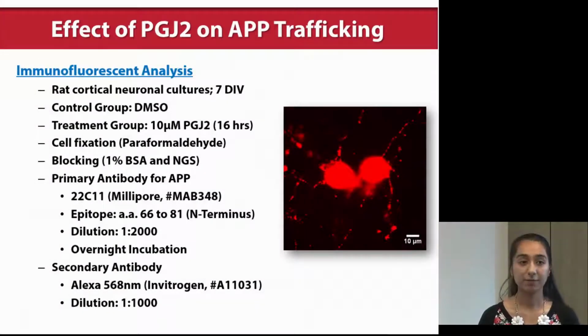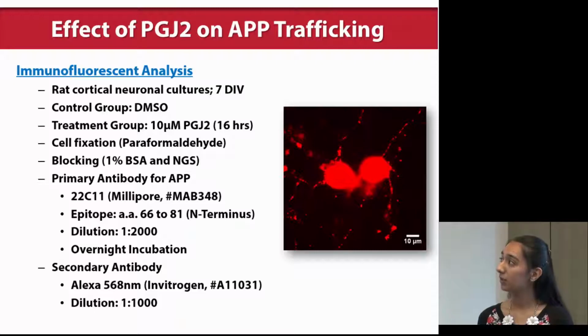So in order to see the effect of PGJ2 on APP trafficking, we did an immunocytochemical analysis. We used our rat cortical neurons. They were 7 days in vitro. Our control group was DMSO. Treatment was 10 micromolar PGJ2. We were able to fix the cells with paraformaldehyde. We blocked them with BSA and NGS. Our primary antibody for APP was 22C11. And later we incubated them with a secondary antibody.